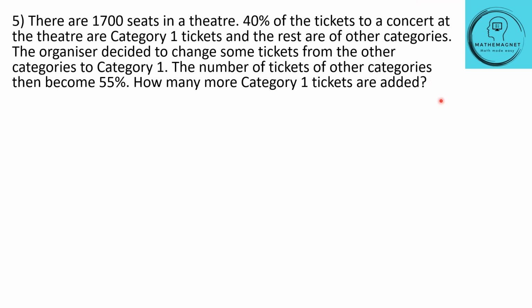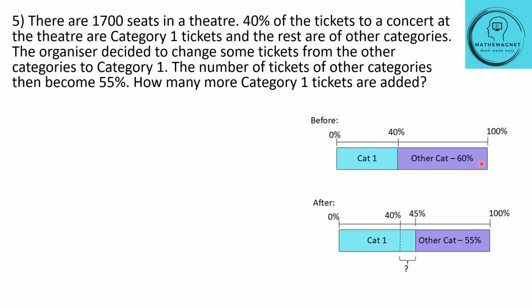Now to begin with, let's start with the bar model. Here there is a before and after, correct? So certain parts of other category are converted to category 1. So in the before model, we know 40% is category 1 and the remaining is other categories. Now the organizer decides to change some tickets from the other categories and convert them into category 1. So the number of tickets in category 1 is increasing, and the number of tickets of other categories reduces.